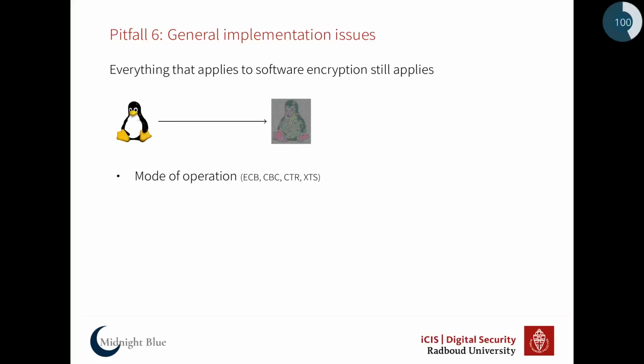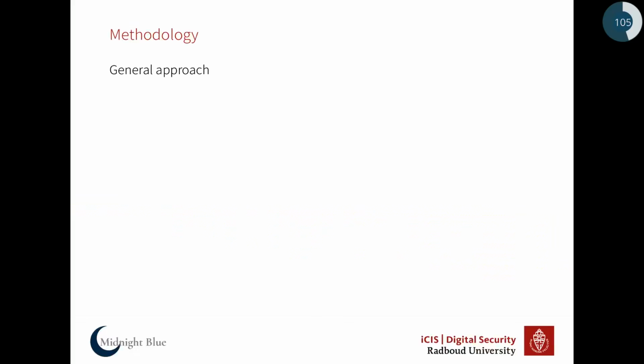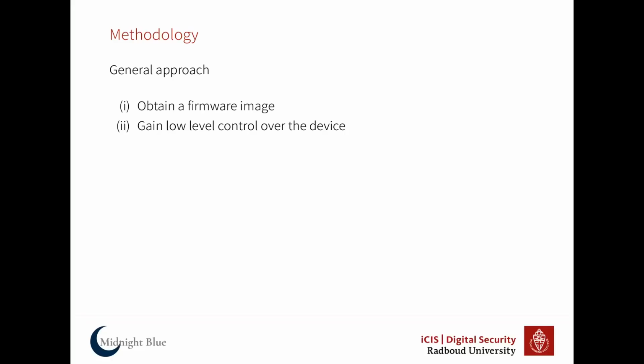So stuff like mode of operations, this probably rings a bell, side channels, key derivation, etc. That's all still there. So what's our methodology? A general approach, it's pretty ad hoc, the stuff that we did, and you can't really fit it into a single model, but we tried to make it as generic as possible. So there's this 3-step program: obtaining a firmware image, gaining low-level control over the device, so actually that means debugging it or getting code execution, and then analyze the firmware and see if you can find some crypto implementation faults.